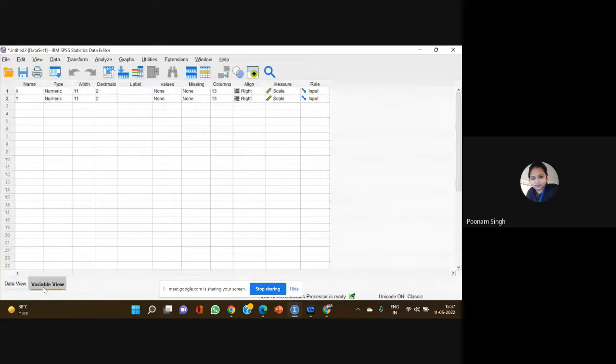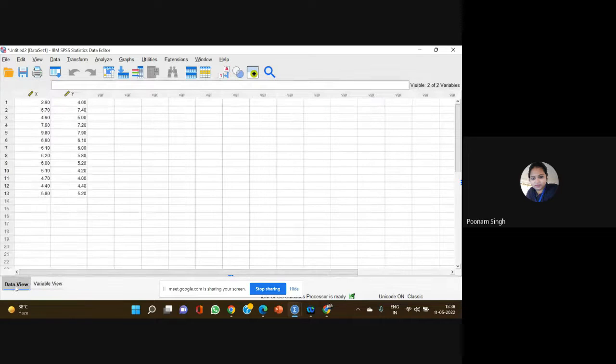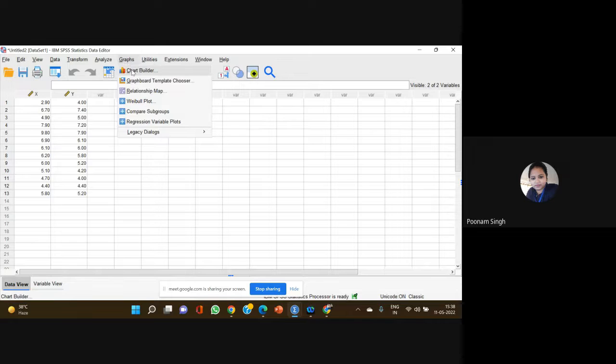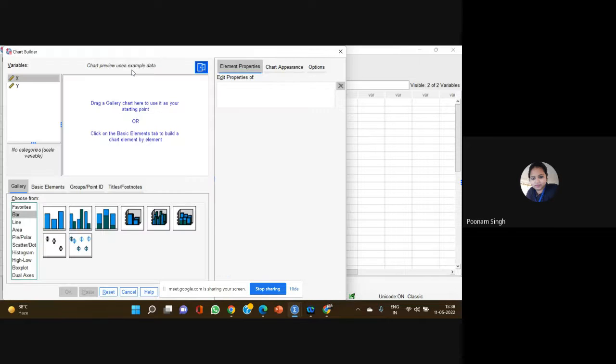If you want to change these variable names, then you can go to the variable view and change the names here. And if you want to label these variables, then you can label them under this label. If you want to label X, then you can write the name here. If you want to label Y, then you can write the name here. So coming on to the data view, if you want to draw the scatter plot, go to Graphs, Chart Builder. Then in this gallery, go to Scatter or Dot and drag this scatter.